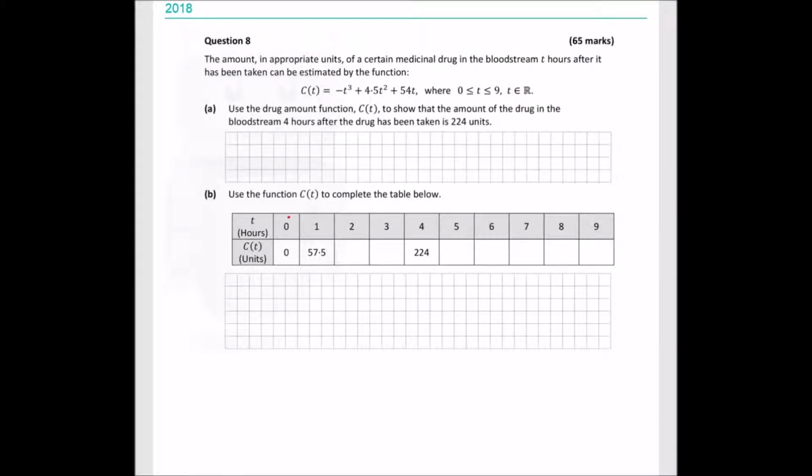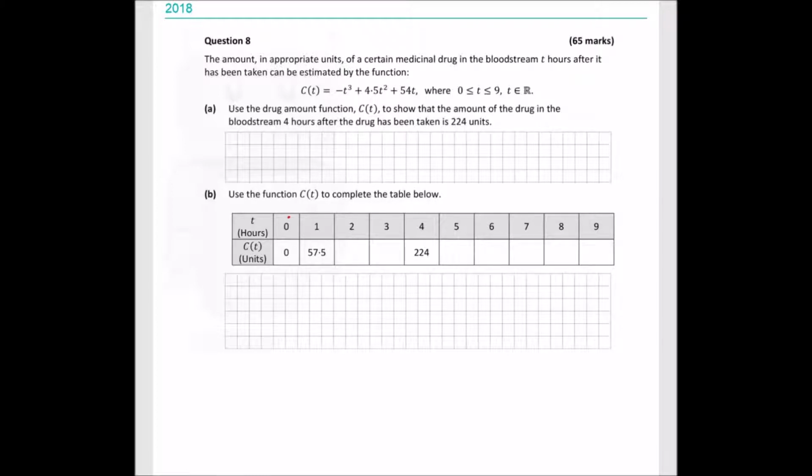In this video we're going to go through some functions questions from the Junior Cert Ordinary Level Leaving Cert. This question says the amount in appropriate units of a certain medical drug in the bloodstream after t hours after it has been taken can be estimated by this function.